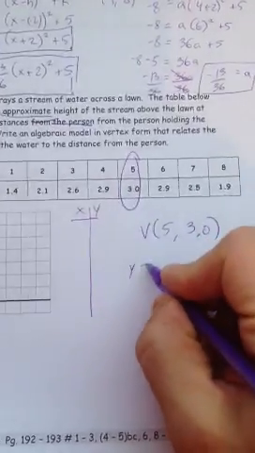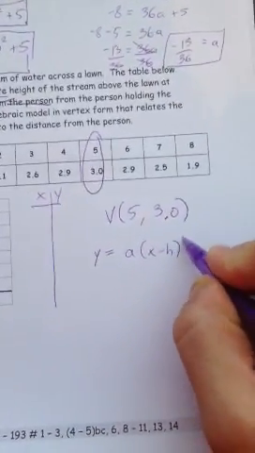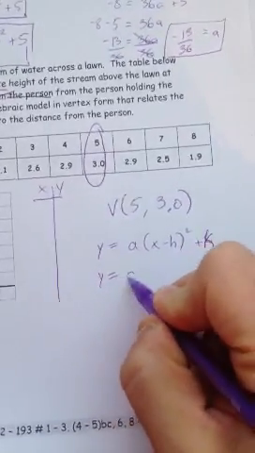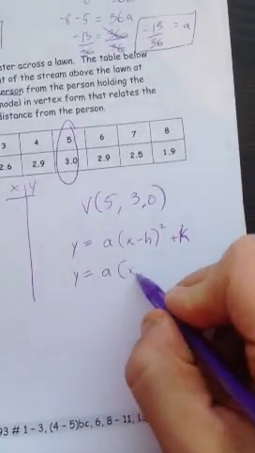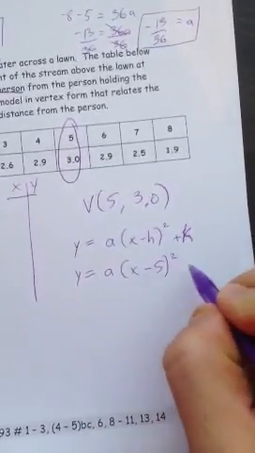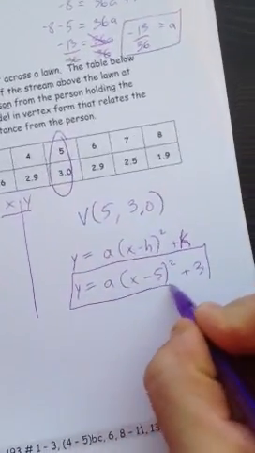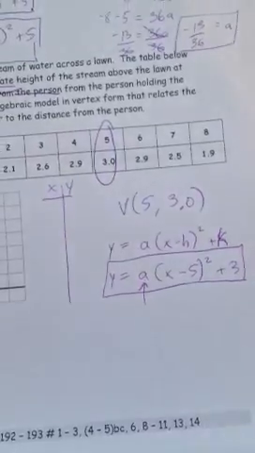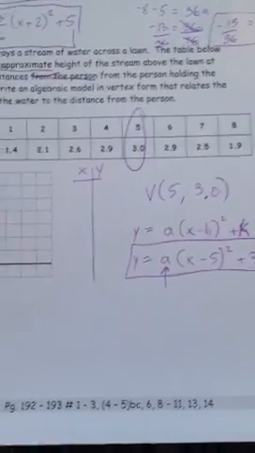So my formula is going to be in vertex form. I'm going to be writing this, vertex form of a parabola. And then I'm going to plug in that my h value is 5 and my k value is 3. So this will be (x minus 5) all squared plus 3.0, but I'll just write 3. And so this is my formula in vertex form. However, I need my a value. So in order to find the a value, I'm going to have to plug in another point on the parabola.